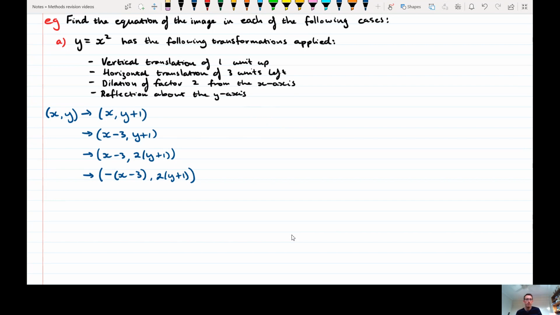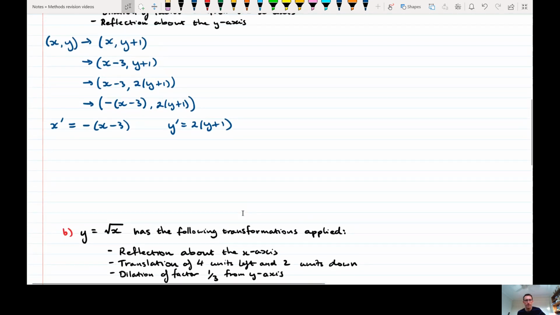That's the technique. From this point onwards, whether you're doing mapping or matrices, it's the same, but getting to that point there is a different bit. So now I can say that x', the image, is equal to the original x minus 3 multiplied by negative 1. And the image of y is given by the original y plus 1, then doubled.